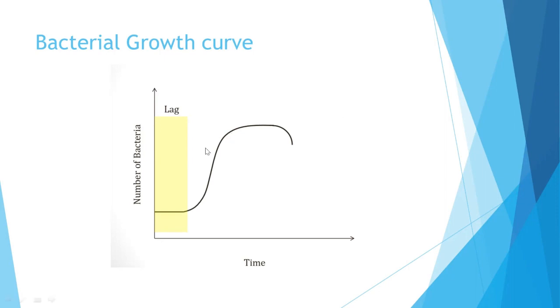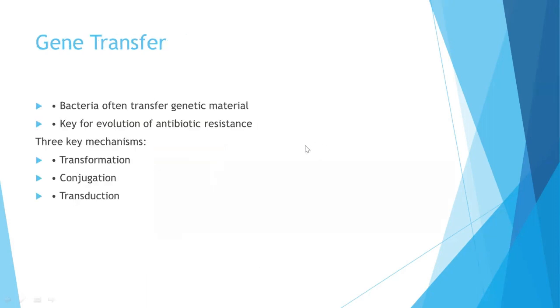Now, in case of stationary phase, the cell's energy has been used up and the bacteria have stopped multiplying. And ultimately, after some time, since there is no energy in the cell, nothing to eat for bacteria in the cell, the bacteria start dying, and that is called the declining phase. So we have the four phases: lag phase, log phase, stationary phase, and then the declining phase.